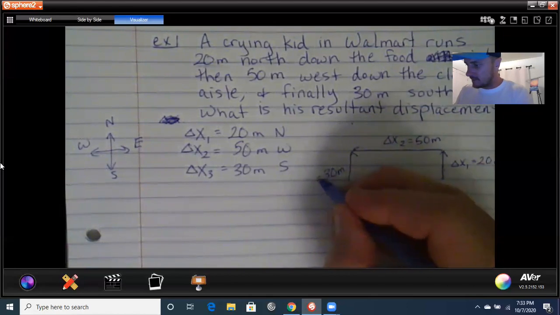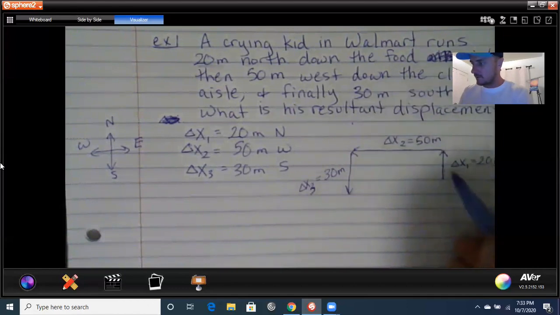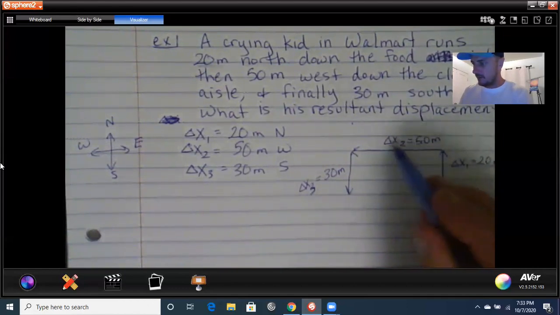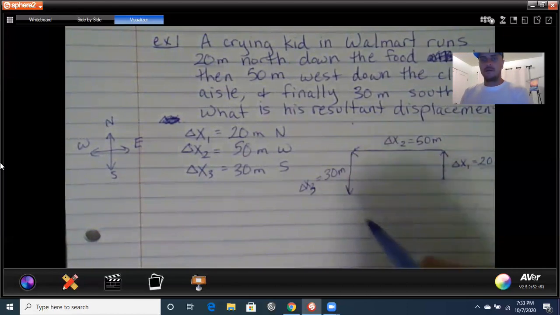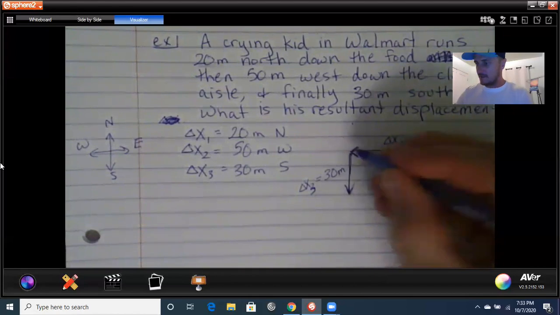Notice what I've done every single time. I've labeled my vector, delta x1. I put the value, labeled it, put the value. That's a good idea, and this probably should look more straight up and down. There we go. And notice the other thing.